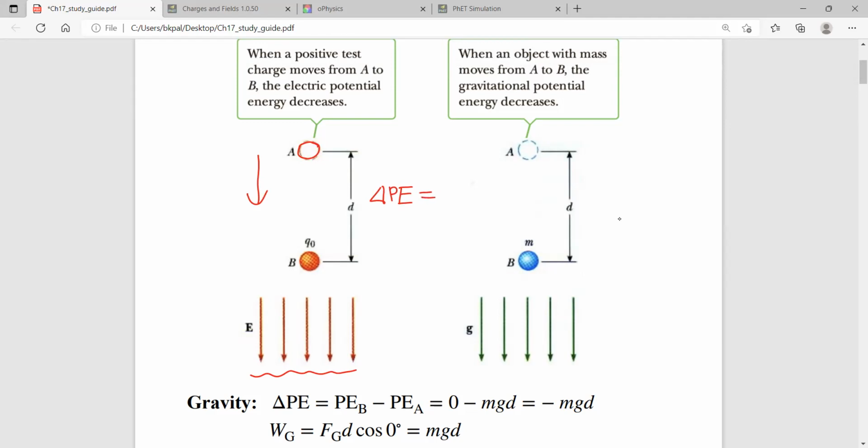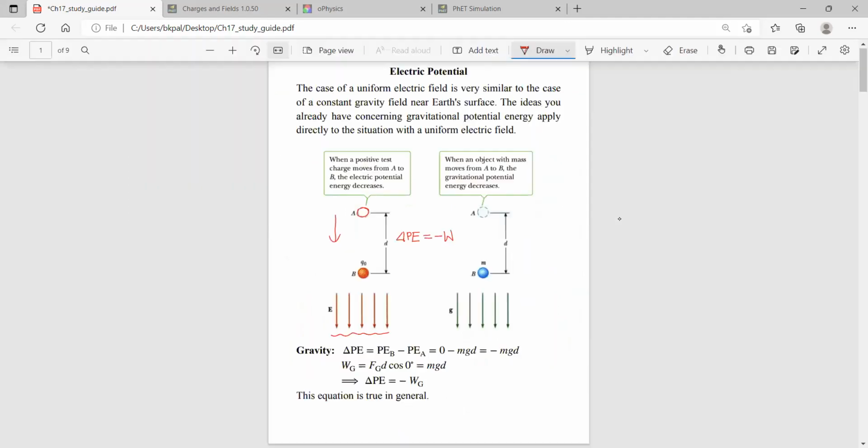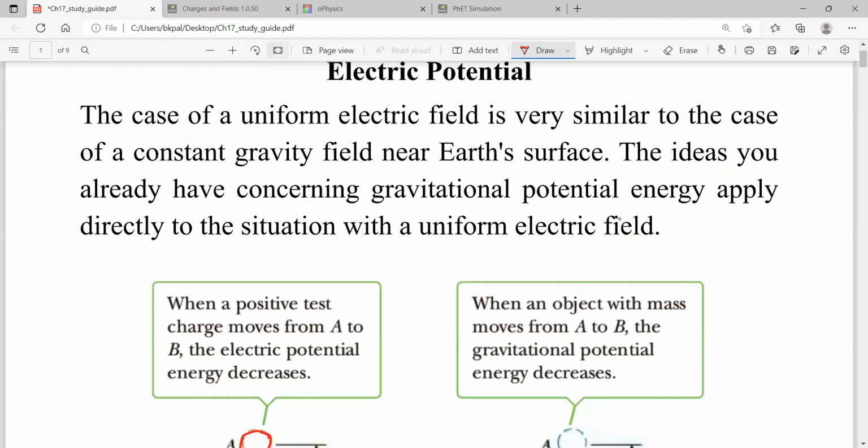Okay, and very similarly, you can show that the change in electric potential energy is equal to minus the work done by the electric field. Okay, so in the next slide, I'm going to show in detail. Okay, let's go to the next slide.